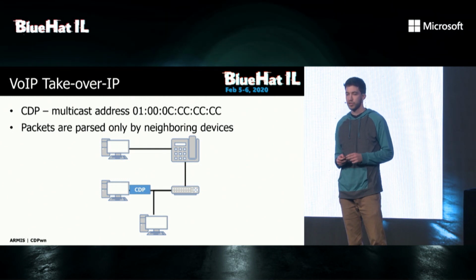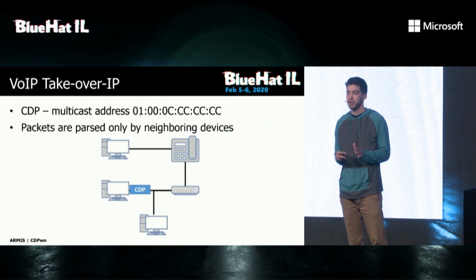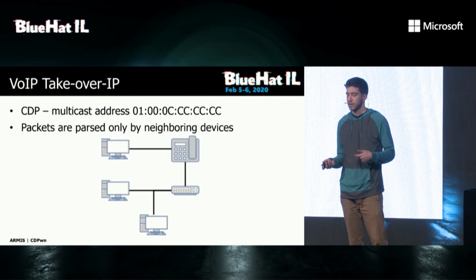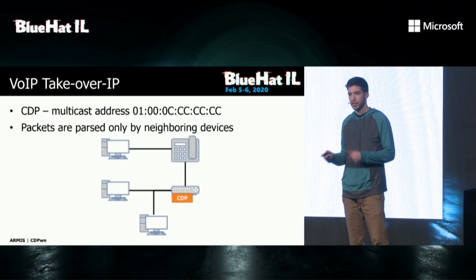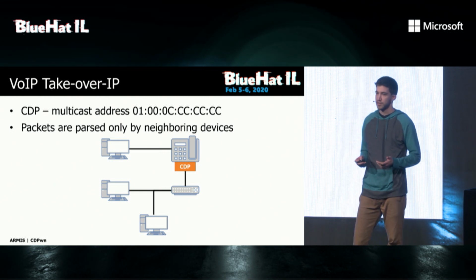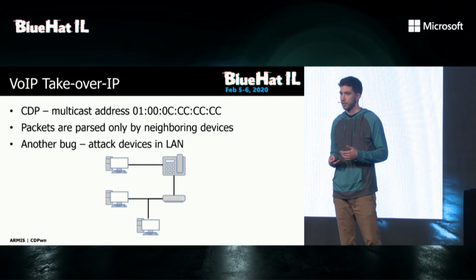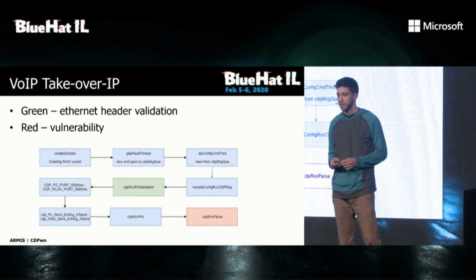So as we said, CDP is usually sent with a multicast address, and this means that packets are only parsed in the neighboring devices. So when a computer sends a CDP packet, the switch parses it, but it doesn't pass it along. Then again, if an attacker or anyone wants to send a CDP packet with a unicast destined to the VoIP phone, he sends it to the switch, and the switch passes it along, but it shouldn't be parsed. But as I said, there is a bug causing it to be parsed, and allowing the attacker to use unicast or broadcast packets to attack any device he wants on the switch. So let's see why that is.